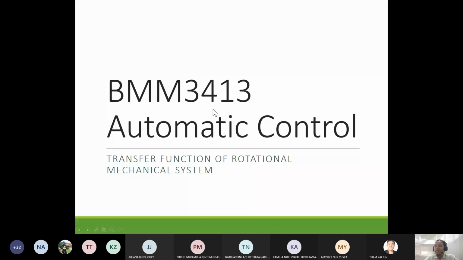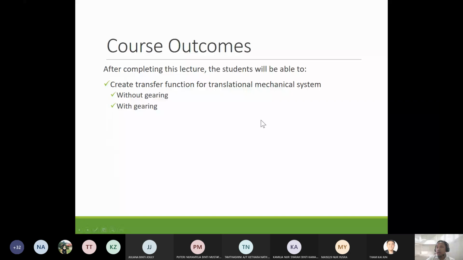Okay, so last week we have learned about how to derive transfer function for translational mechanical system. So today we are going to look at how to derive the transfer function for rotational mechanical system. After completing this lecture, you will be able to create transfer function for rotational mechanical system, for system without gearing, and also for system with gearing.